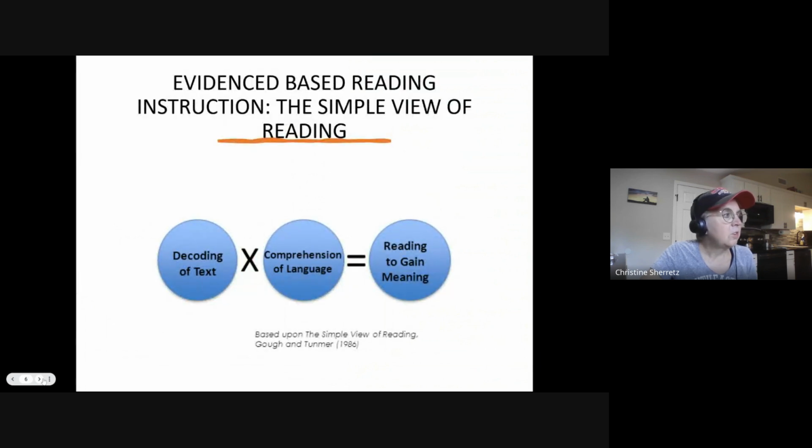So you'll watch that. But what that research shows, evidence-based, is we have to have decoding and comprehension to gain meaning. That's what we call the simple view of reading. If kids cannot decode, if they do not know those foundational skills, they cannot become readers. So you have to do that. You have to teach explicitly decoding and comprehension.